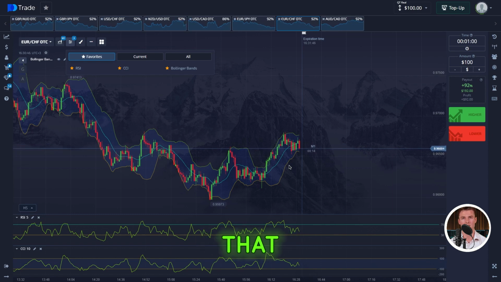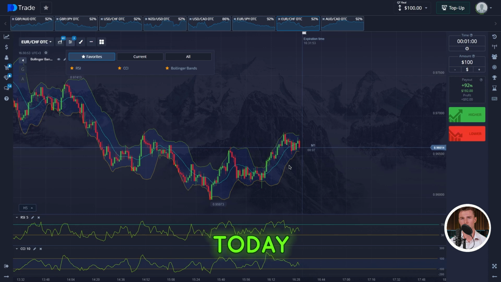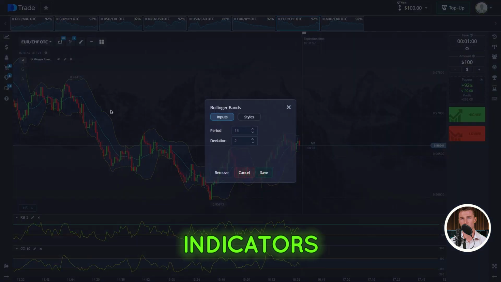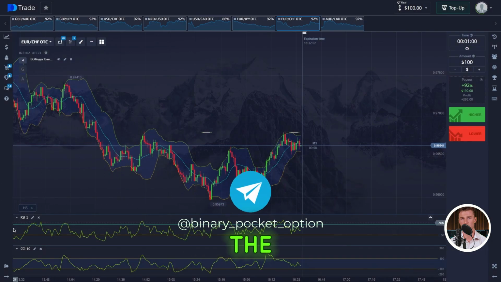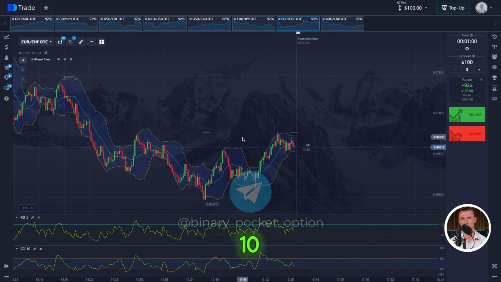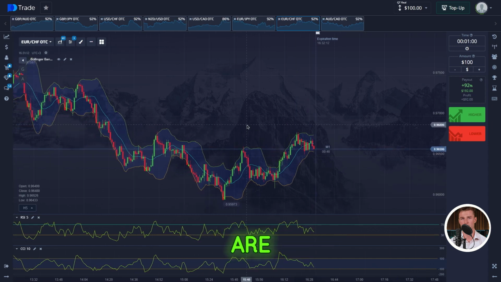I'm sure that the Bollinger Bands indicator and two oscillators, CCI and RSI, are being analyzed today. According to the settings of our Bollinger Bands indicator, we set the period 13, deviation 2. The RSI, we set period 5. CCI is set to period 10. These are the most optimal settings when trading on a minute time frame.